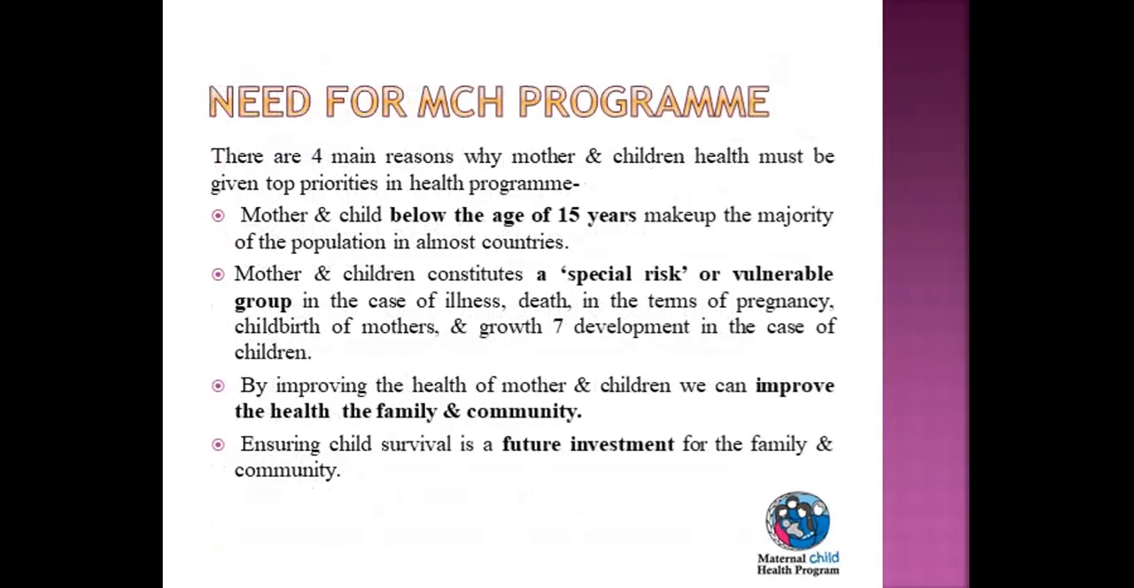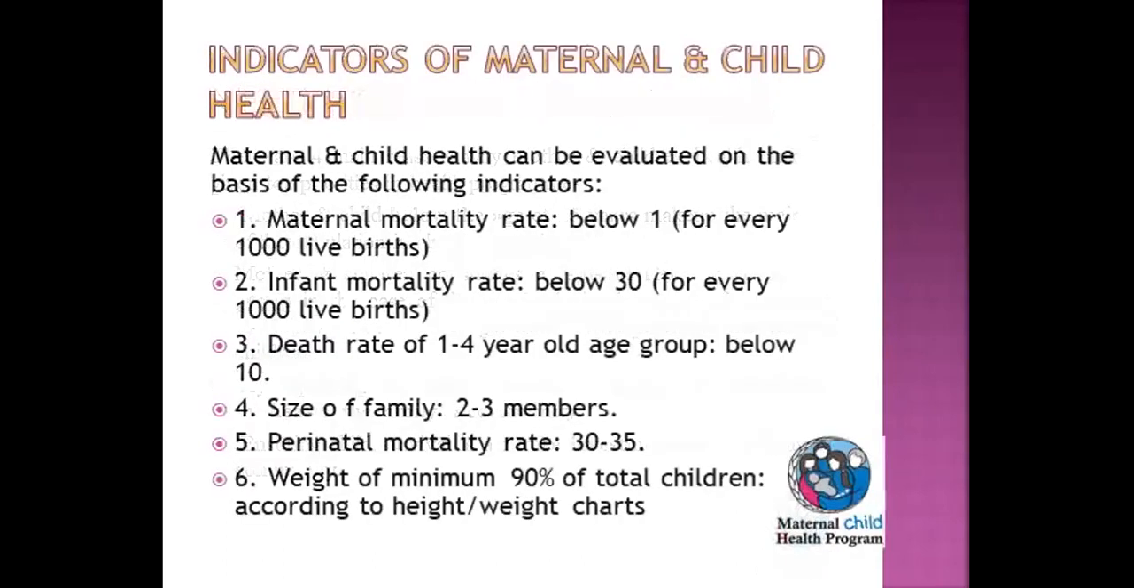Need for MCH program. There are four reasons why mother and child health must be given top priority in any health program. Mothers and children below 15 years of age make up the majority of the population in almost all countries, especially developing countries. Mother and child are a special or vulnerable group in case of illness and death, in terms of pregnancy and childbirth for mothers, and growth and development for children. By improving the health of mother and children, we can improve the health of family and community. It ensures child survival, which is a future investment for the family and community.